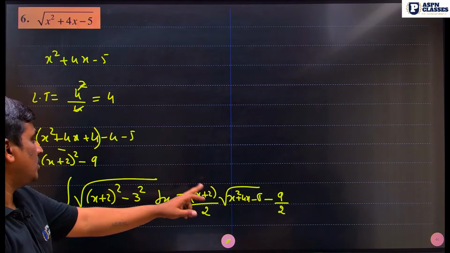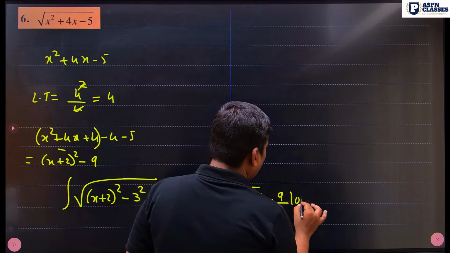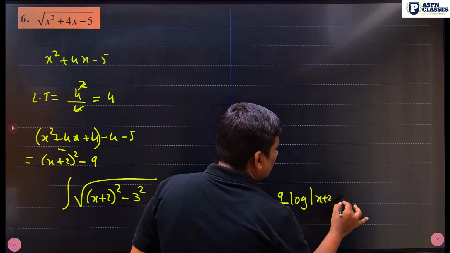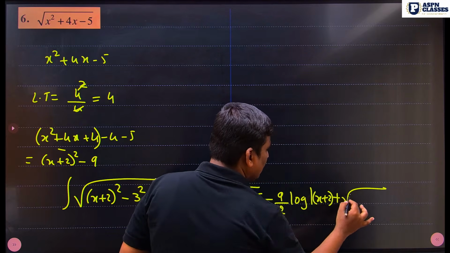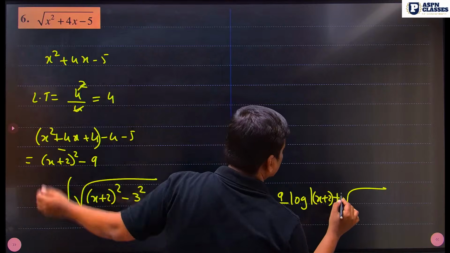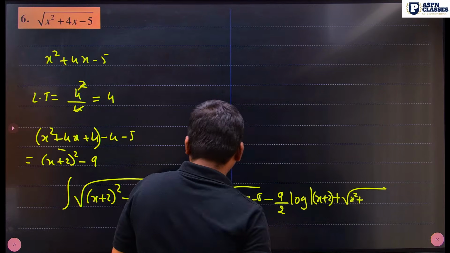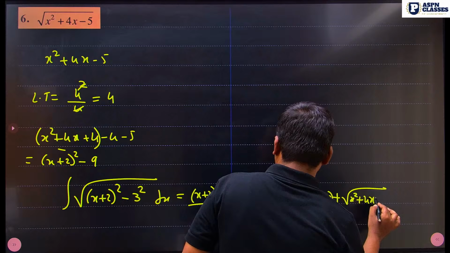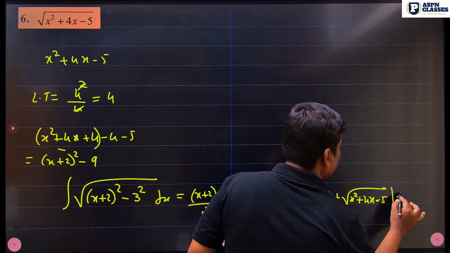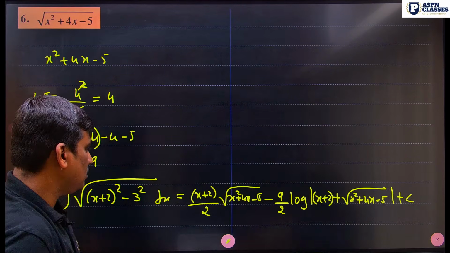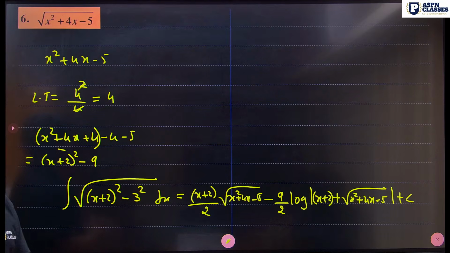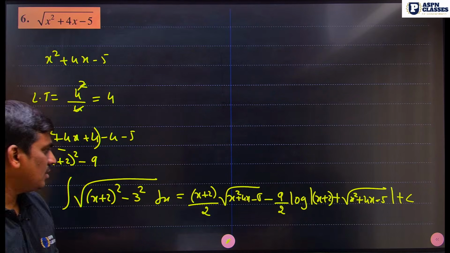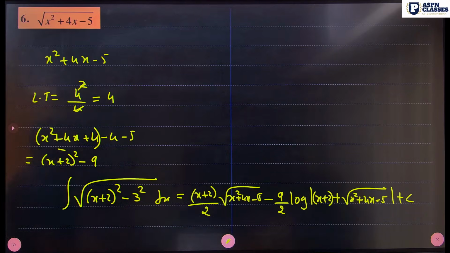Okay, carefully you need to observe, there is no root here. Then log of mod of (x plus 2) plus root of, this is the x value, and root of, again the question, x square plus 4x minus 5, plus c. That's all, over. Okay, so if you need nothing, there is no simplification, so this is the final answer, friends. If you have any doubt, just message me in the comment box.